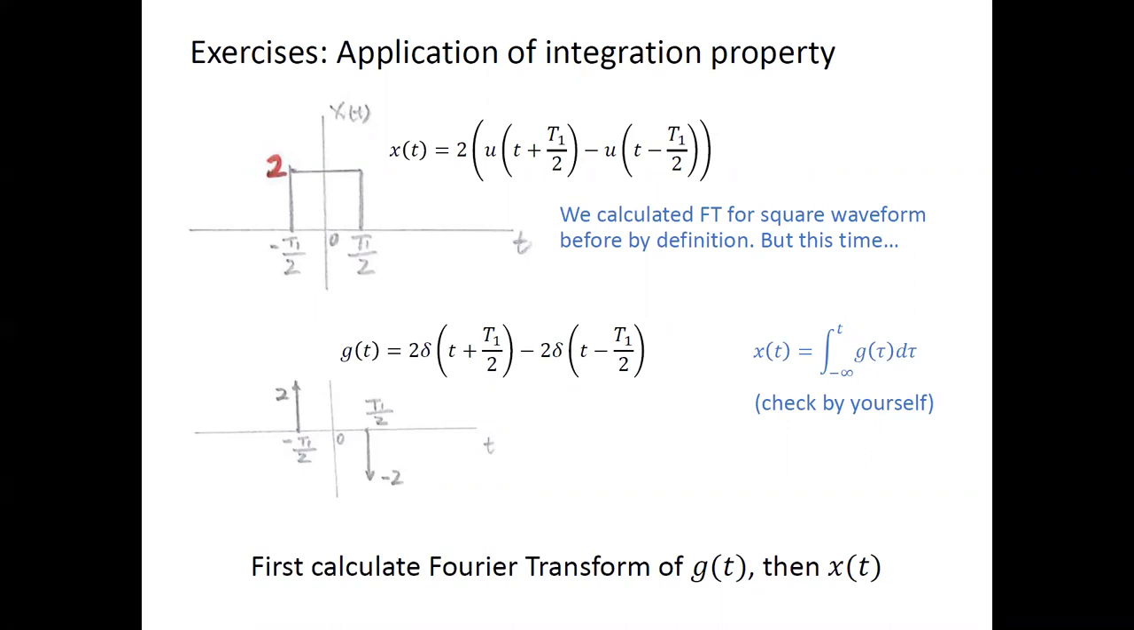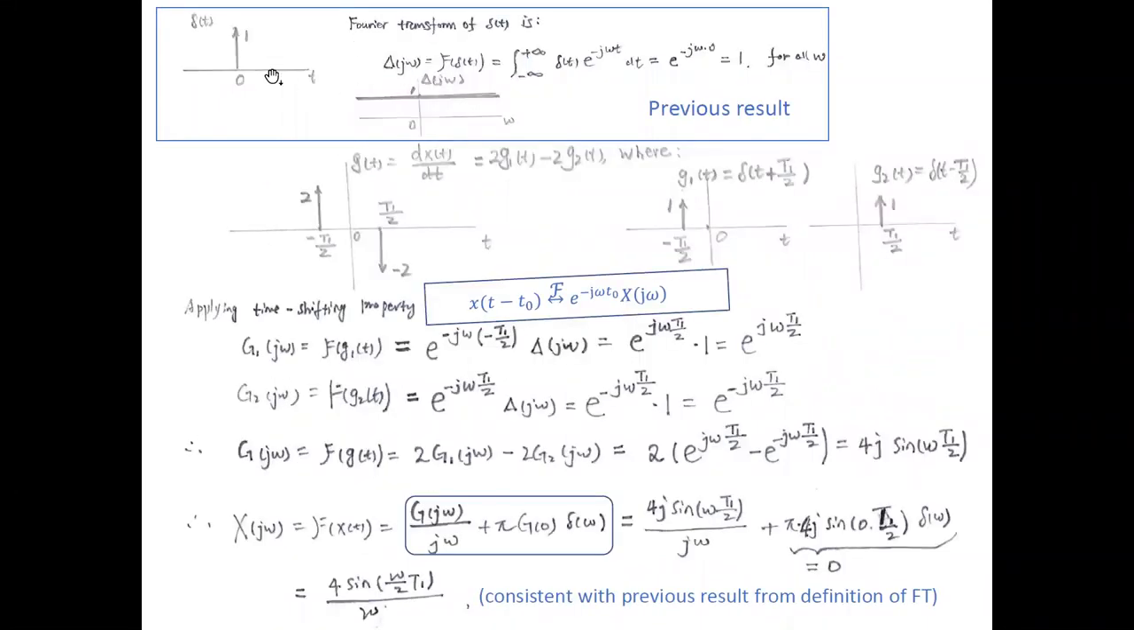Okay, let's look at the Fourier transform of g of t first. For convenience, I put a previous result here. The standard delta of t has Fourier transform constantly one over omega axis. So g of t is 2 g1 of t minus 2 g2 of t. Two new signals, g1 and g2, are introduced. g1 is a unit impulse that occurs at minus t1 divided by 2. g2 is also a unit impulse with value positive 1, but it occurs at plus t1 divided by 2. There is a minus sign because in the result g, this is pointing to the negative direction. And don't forget to multiply with 2 for both g1 and g2, because this is 2, this is minus 2, but this is 1, this is 1. That's why we have 2 here.